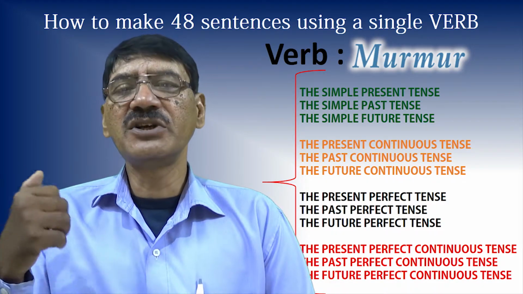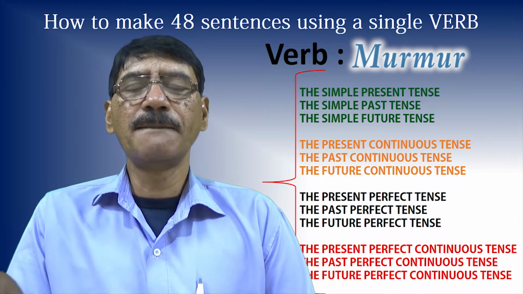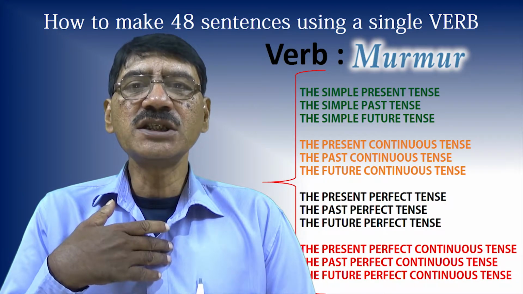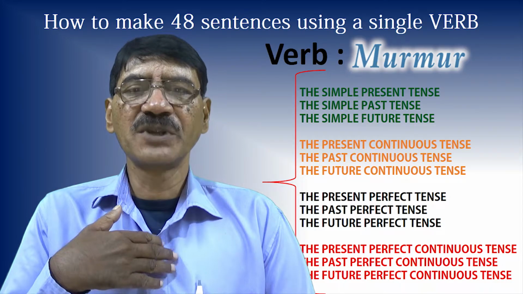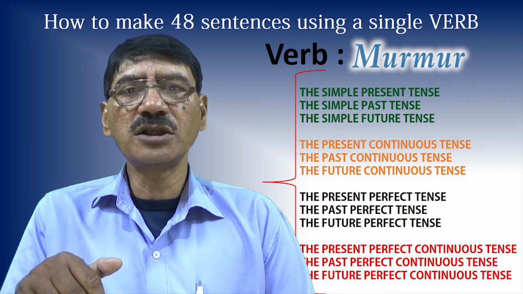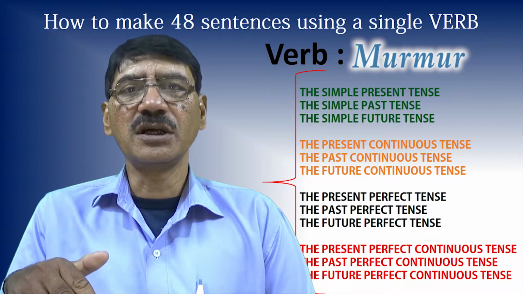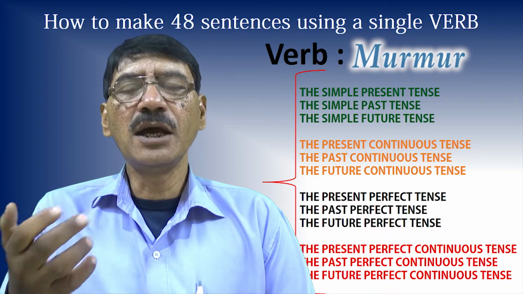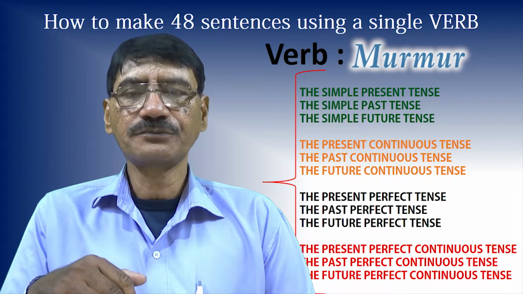You were murmuring a lot. You weren't murmuring a lot. Was I murmuring a lot? Wasn't I murmuring a lot? You will be murmuring a lot. You won't be murmuring a lot. Will I be murmuring a lot? Won't I be murmuring a lot?